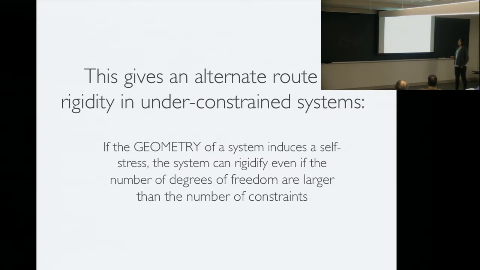Okay, so why am I telling you this? Because this gives an alternate path to rigidity in under-constrained systems. So if I have a system that's under-constrained by constraint counting, if the geometry of the system induces a self-stress, so if I have some sort of external thing that I'll explain examples of, the system can rigidify even if the number of degrees of freedom are larger than the number of constraints. So let me give you some examples, because I know that's a little bit abstract.